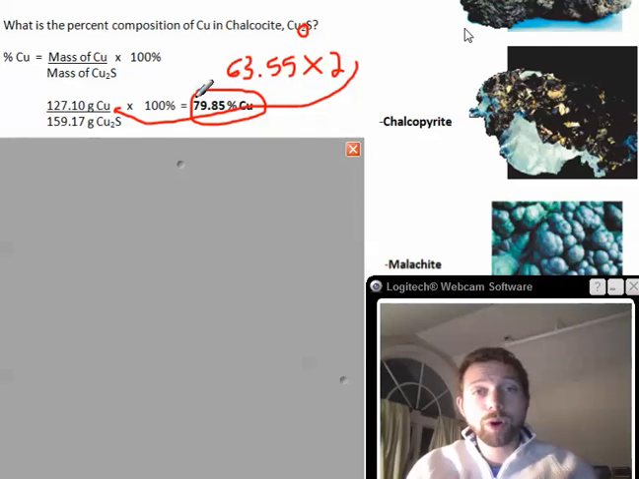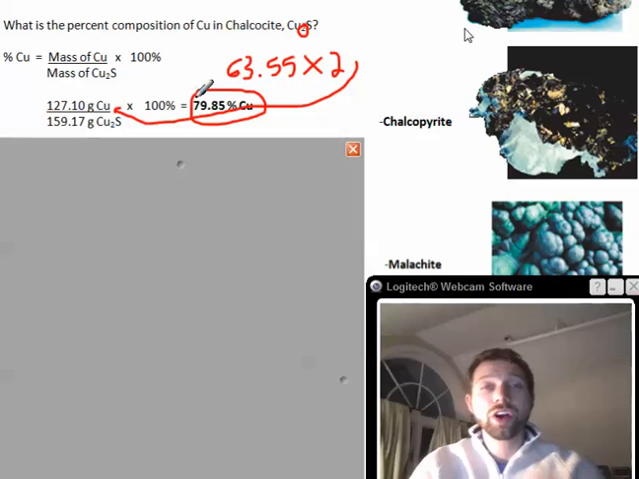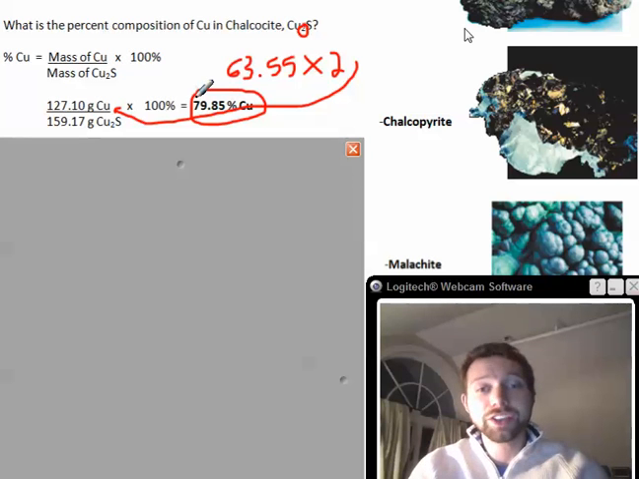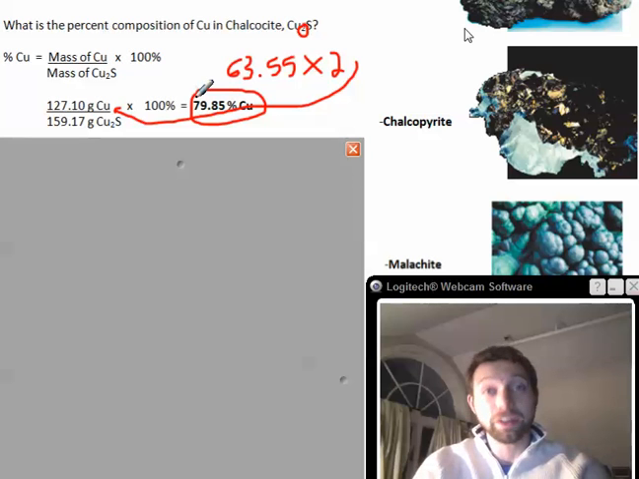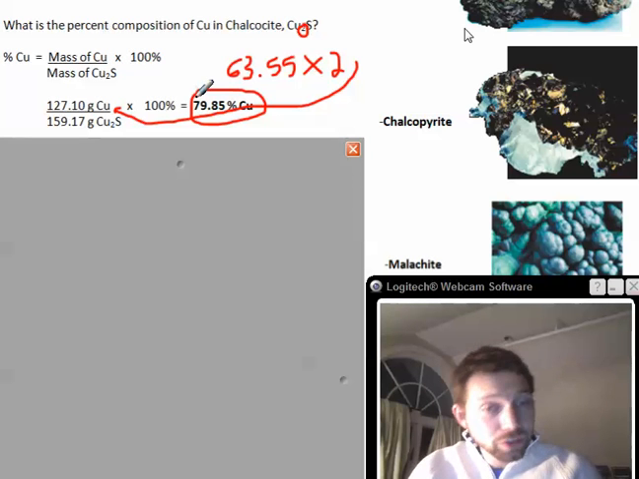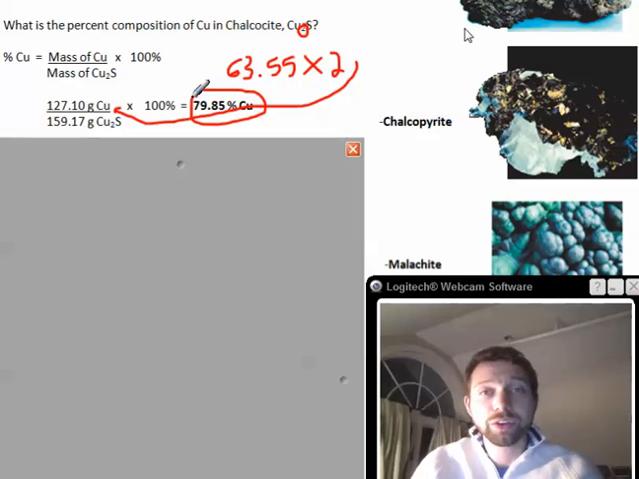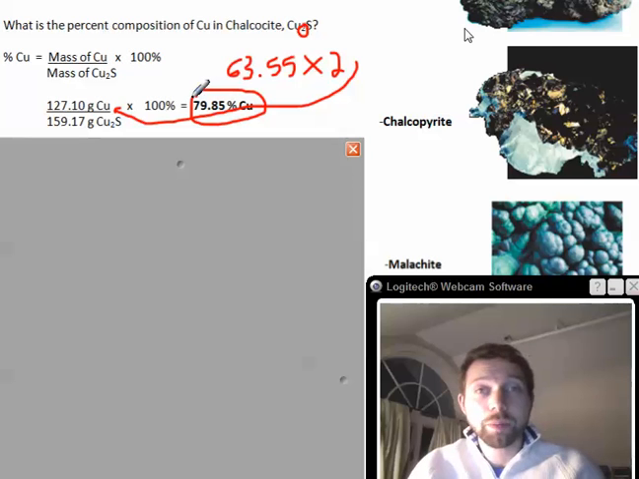So the formula for chalcocite is used along with the molar mass to figure out the percentage of each individual element. So if we were to do sulfur, what we'd have to do is the same thing. We'd figure out the molar mass of sulfur, divide it by the total mass of chalcocite, and multiply it by 100. We should get 20.15% sulfur.